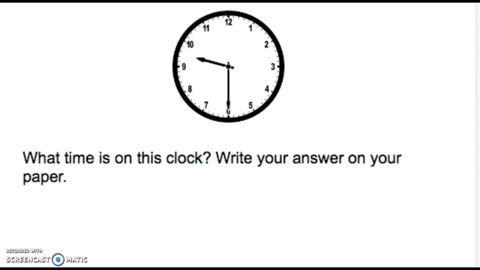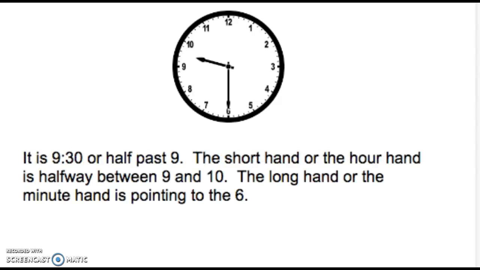What time is on this clock? Write your answer on your paper. It is 9:30. The shorthand or the hour hand is halfway between the 9 and the 10. The long minute hand is pointing to the 6. So this is 9:30.